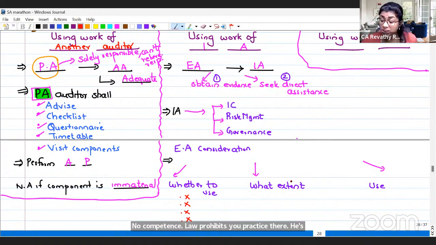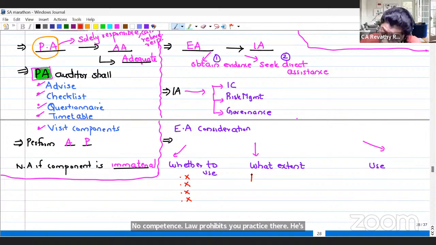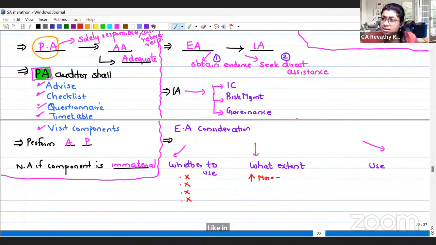Now, in which area can you use more? Like in routine areas, internal control, transaction checking, counting of inventory. In which area should you use less? Now you say areas involving judgment, areas involving high risk. You understood that?